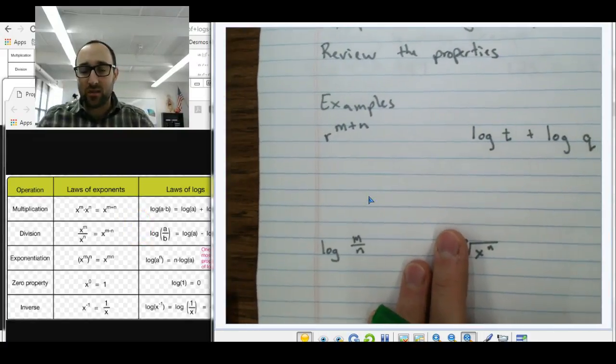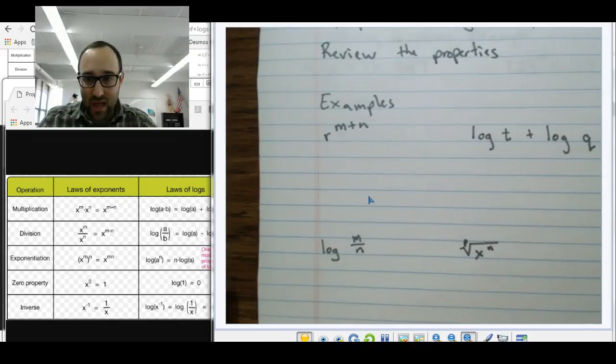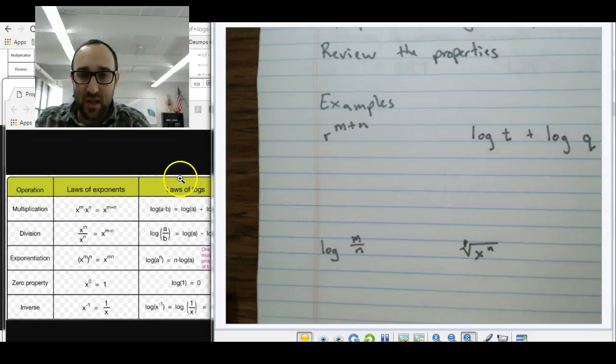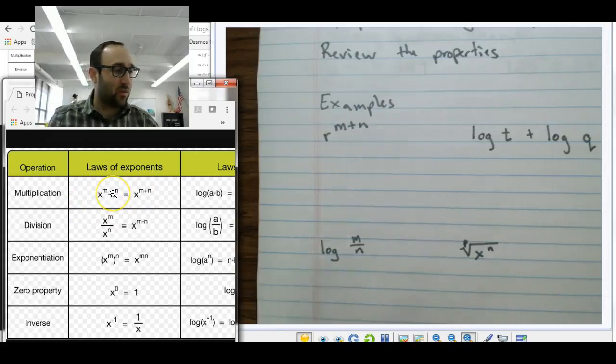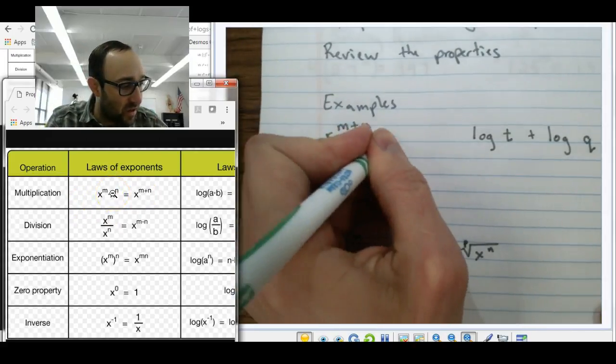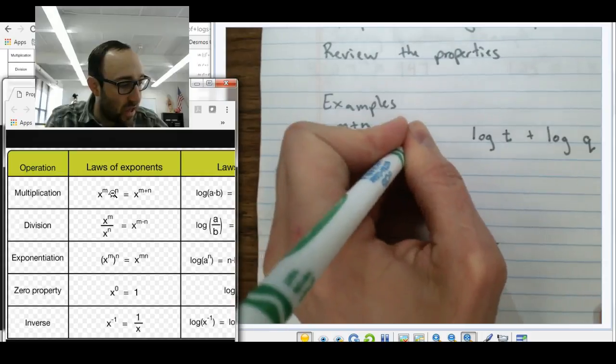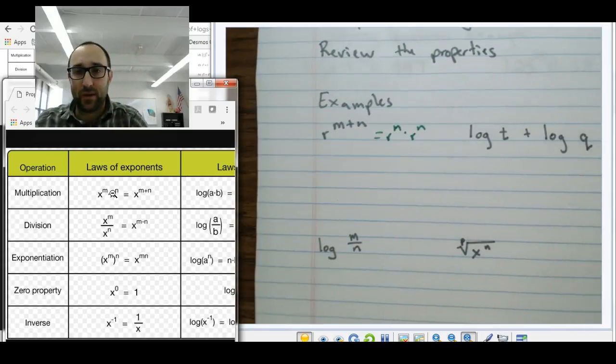So it's r to the m plus n. And you say, okay, I look at some of these properties and say, m plus n. Oh, there we go. So maybe I can rewrite it with this law of exponents right here. Yes, we could. You can say this is r to the m times r to the n. There you go. That's the first one.